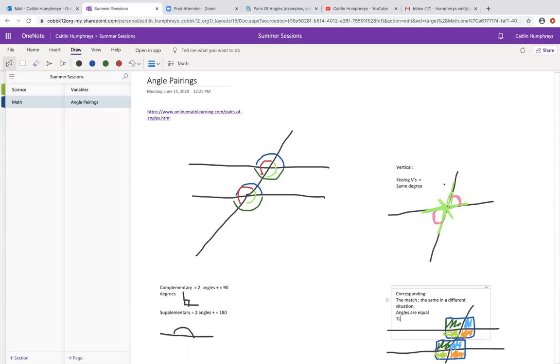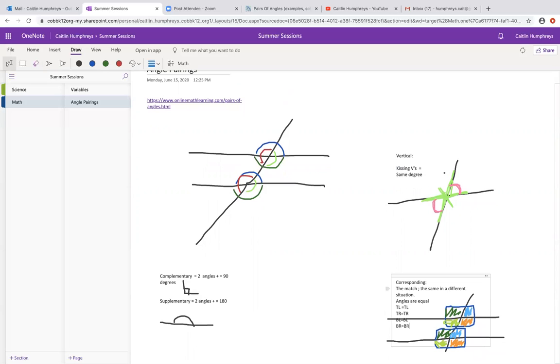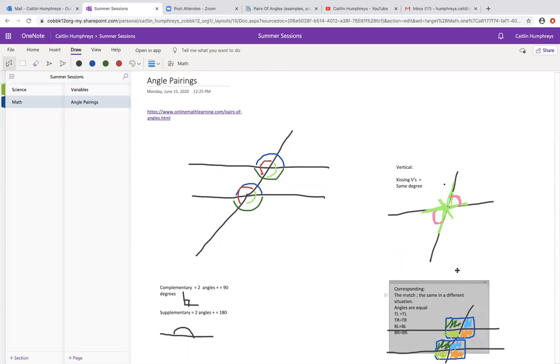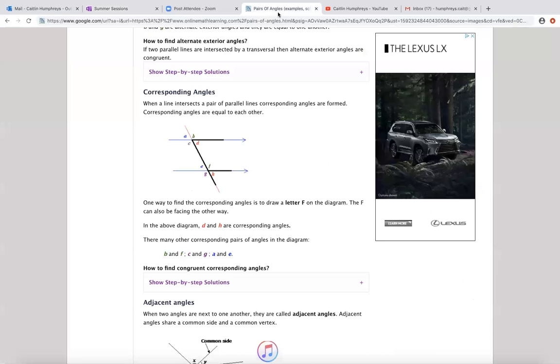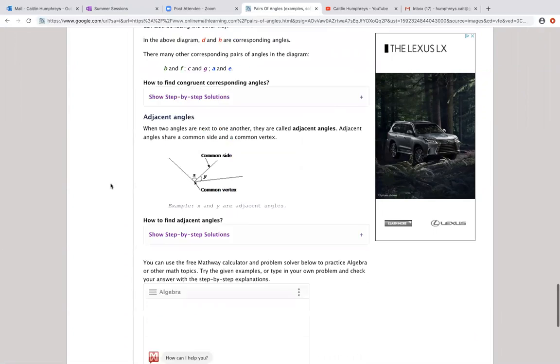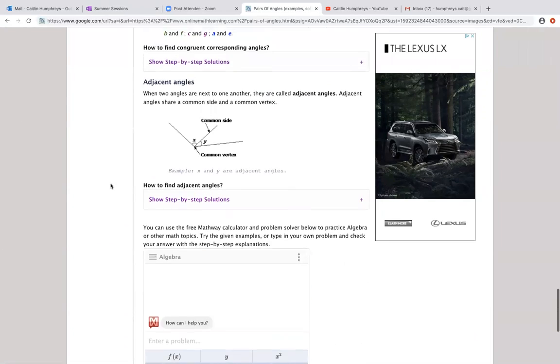So top left equals top left. Top right equals top right. Bottom left equals bottom left. Bottom right equals bottom right. Corresponding. Okay. Now that you see that we have this kind of box, these box situations, let's look at the ones that are next to each other in that box.